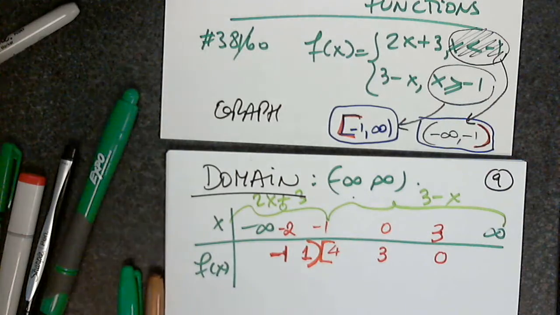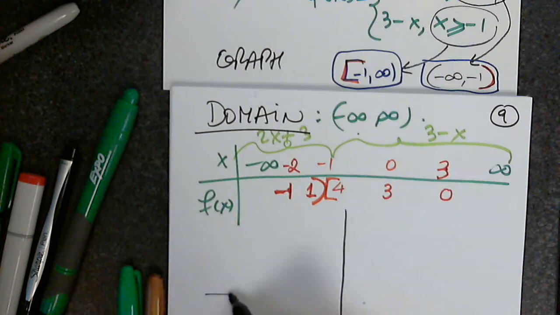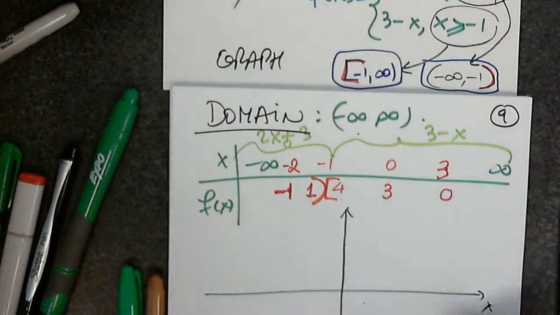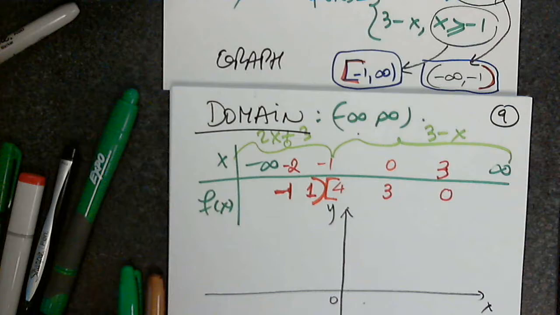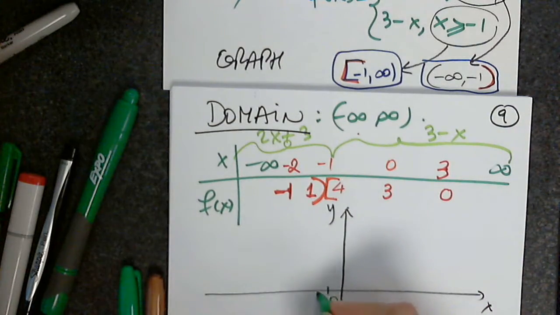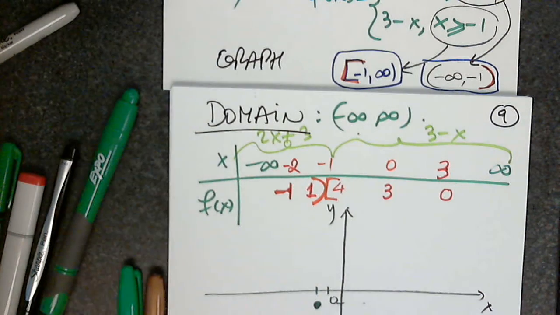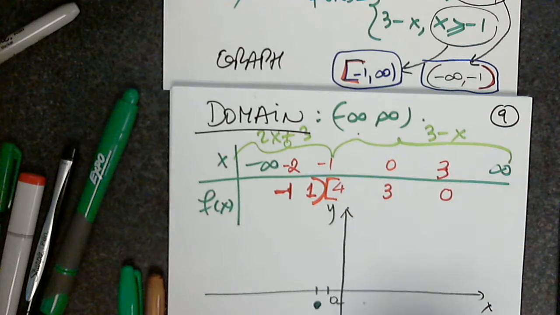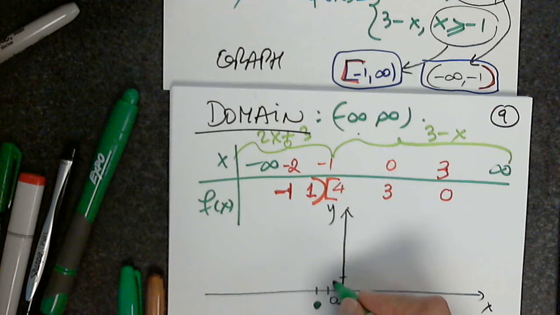Perfect. So now let's graph this function. The first ordered pair from left to right. What will you tell me to plot? Very good. Nope. From left to right, the first ordered pair. Negative 2, negative 1. Next ordered pair, please. Is negative 1 an open point or a full point? It is an open point.